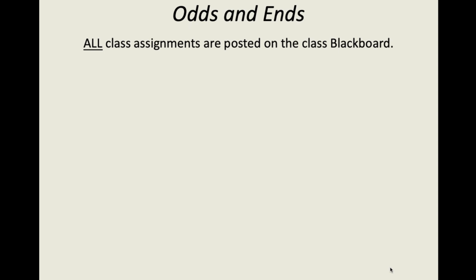Some odds and ends about the class. All class assignments are posted on Blackboard. They are also on the weekly planner. They are also posted on the Blackboard calendar. Everything we do in class every day is on the Class Activities tab of Blackboard. So if you go to that tab, what we do in a given class, the most recent class is at the top, and then classes before that are below in order.